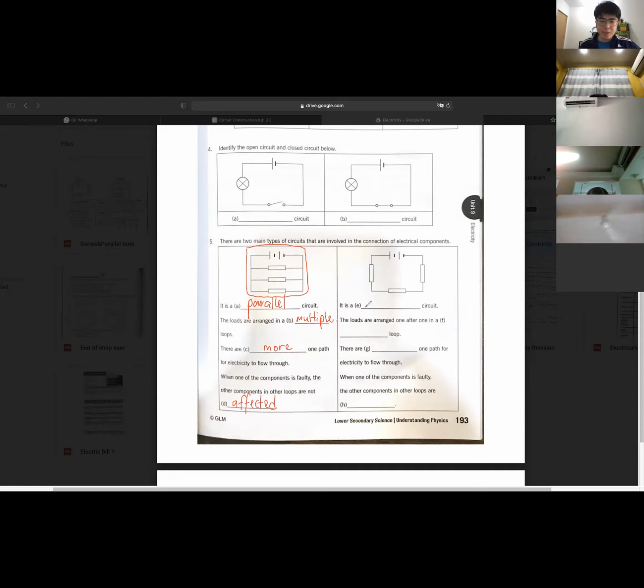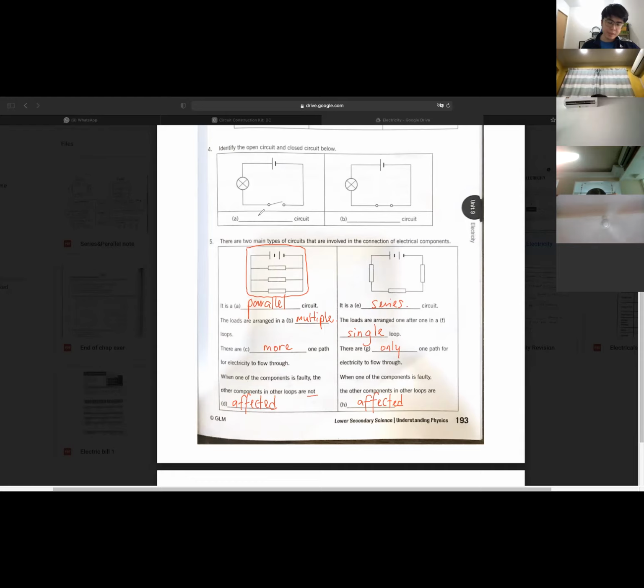Now on the right, you just take the opposite. It is a series circuit, and the loads are arranged one after another in a single loop. There is only one path for electricity to flow through. When one of the components is faulty, the other components are affected. Sorry, the parallel is not affected. This one is affected.